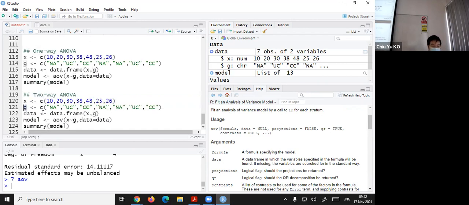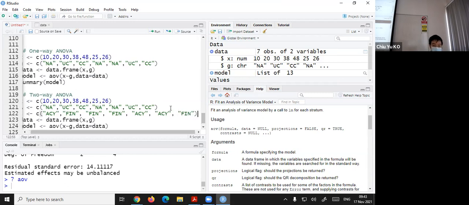So this is a group A grouping. And we also have group B grouping. Say, maybe this is accounting. This is finance. And the other guy is finance, and finance again, and accounting, and accounting, and finance. Okay, so this is the data we have.